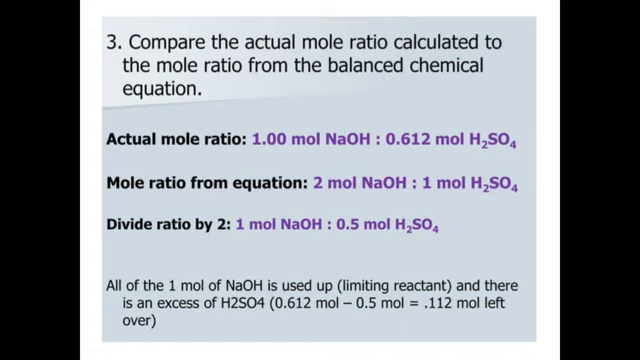Again, if you want to compare, observe that you have actual mole, stoichiometric mole, and you divide by the mole ratio. If you divide both sides by 2, you have 1 and 0.5. So 1 minus 1, that's actual mole minus the one you get, that's 0. Then 0.612 minus 0.5, you are left with 0.112. So your excess reactant is H2SO4, and your limiting reactant is NaOH.